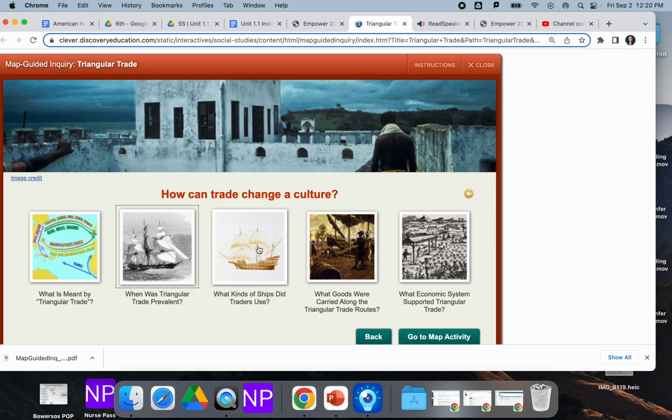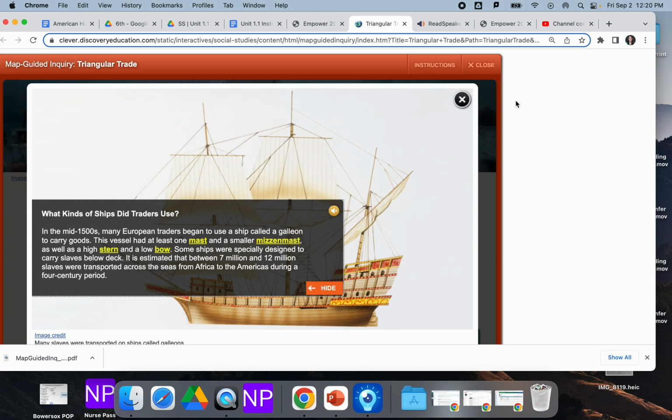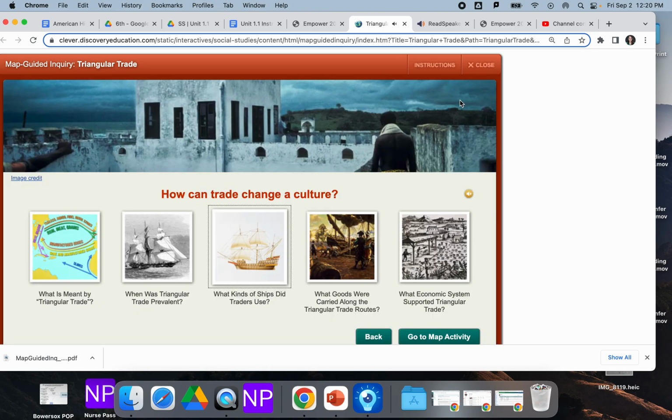What kinds of ships did traders use? You'll click there and read. If you don't know what these words mean, you can click and it'll give you a definition, which is good. Also, mizzenmast. It tells you how to pronounce it, which is kind of helpful.